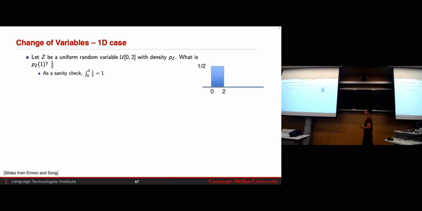Because a uniform distribution between 0 and 2 is like this. Nothing outside 0 and 2. Between 0 and 2, it has to be normalized, so it's half. Everything integrates to 1. So at any point of computing my PDF at 1, for example, that's just half.